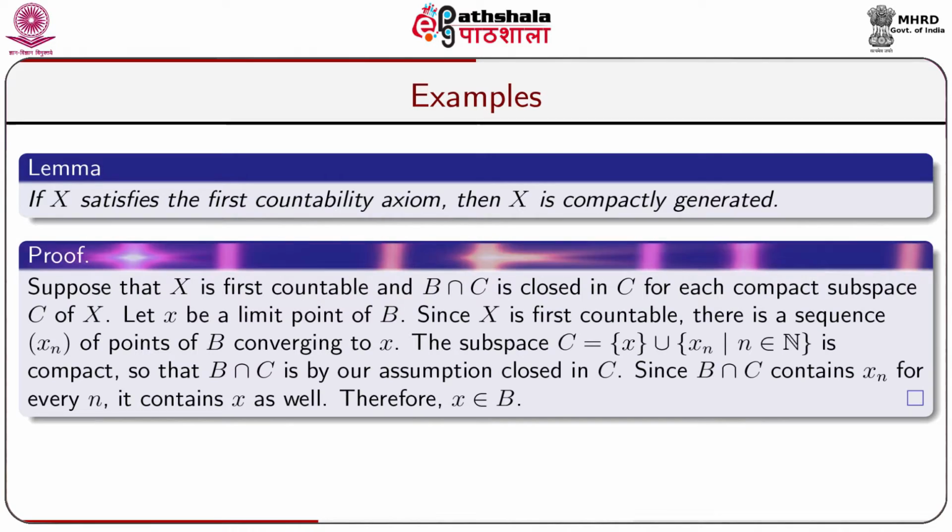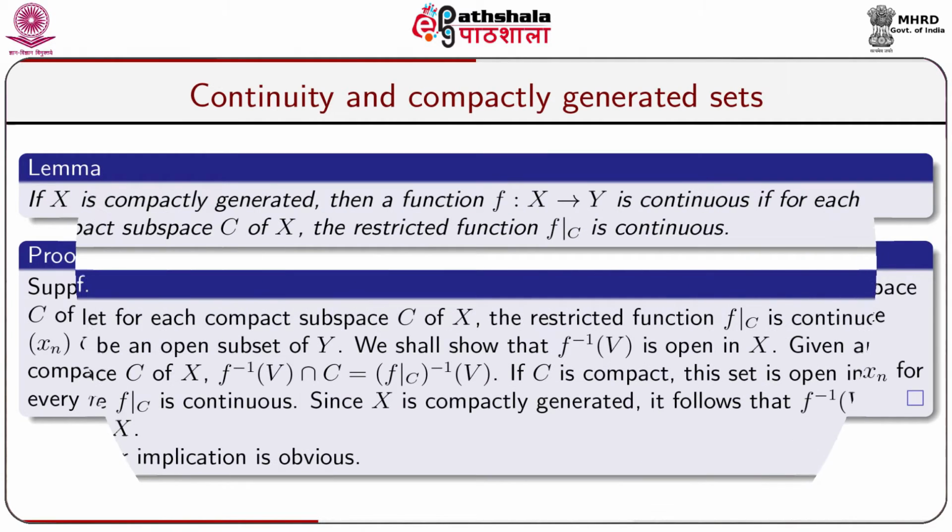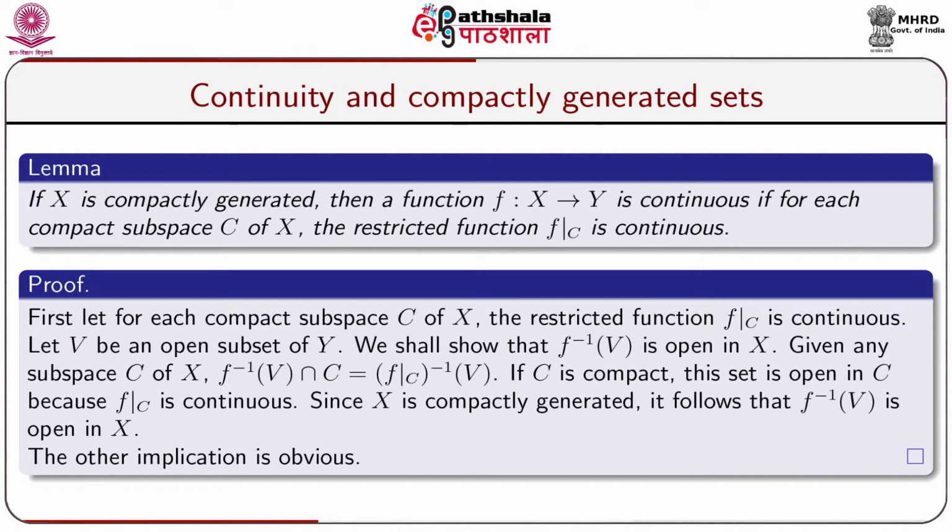Since B intersection C contains every x_n, it contains x as well, because x is a limit point of the sequence x_n. Therefore x belongs to B. Hence, we have proved that every first countable space is compactly generated. Next, we shall establish some relation between continuity and compactly generated sets.